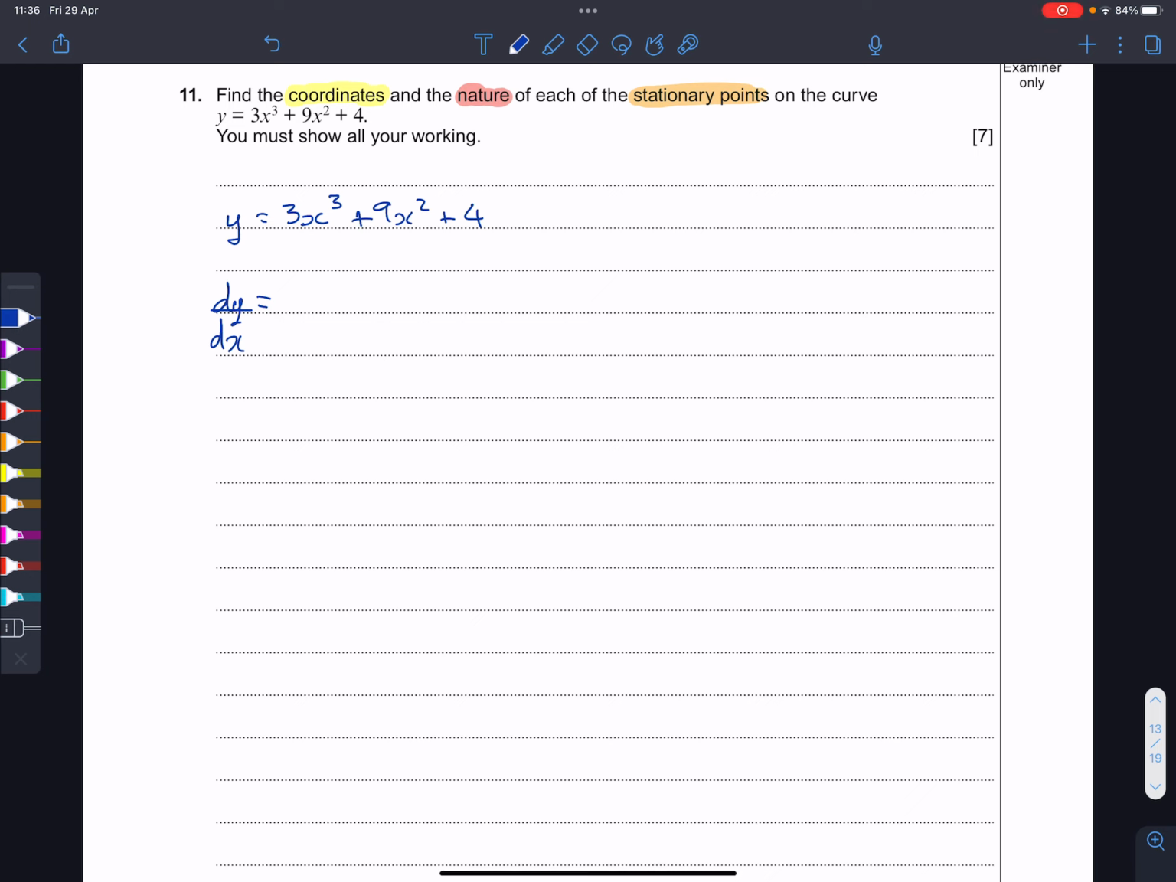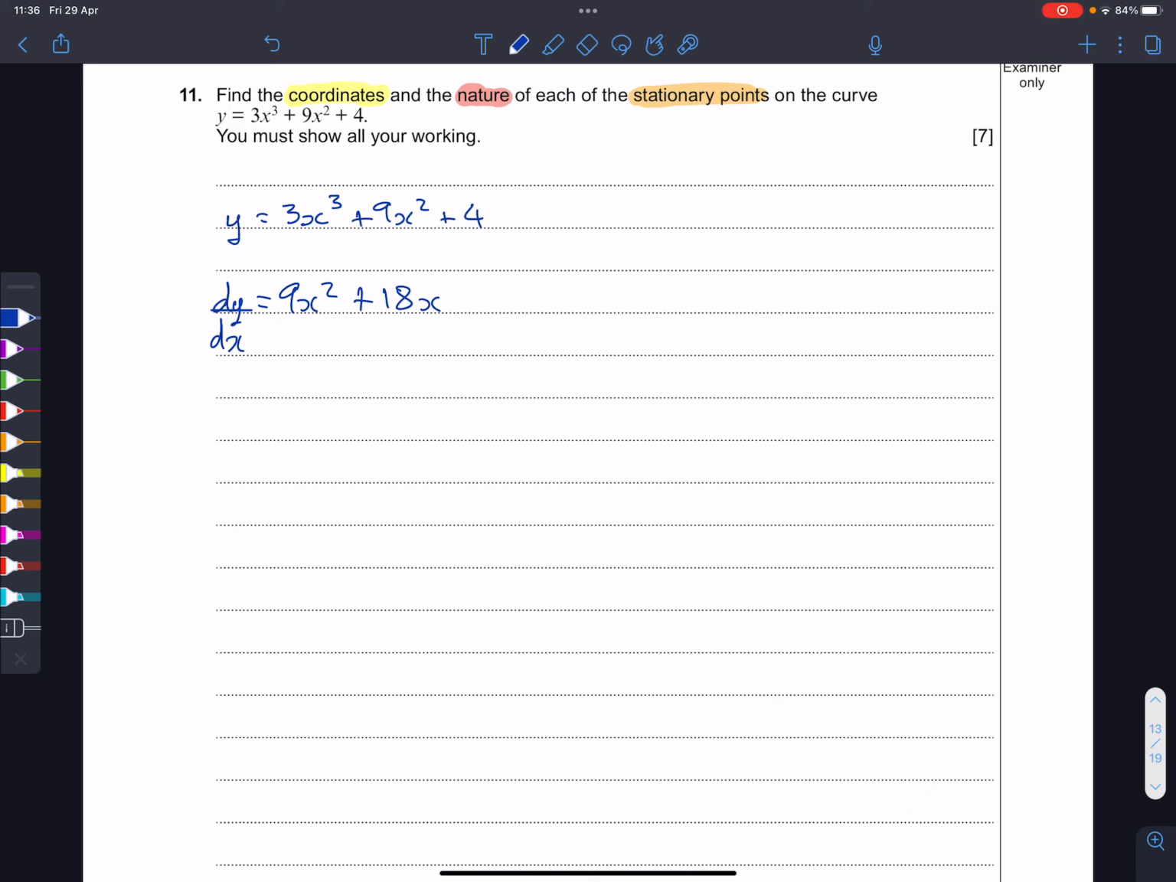which is going to be 3 lots of the derivative of x cubed. So it's going to be 3 lots of 3x squared, which is going to be 9x squared. Then the derivative of 9x squared is going to be 9 lots of the derivative of x squared, which is 2x. So that's going to be 18x. And the plus 4 is a constant that differentiates to nothing.